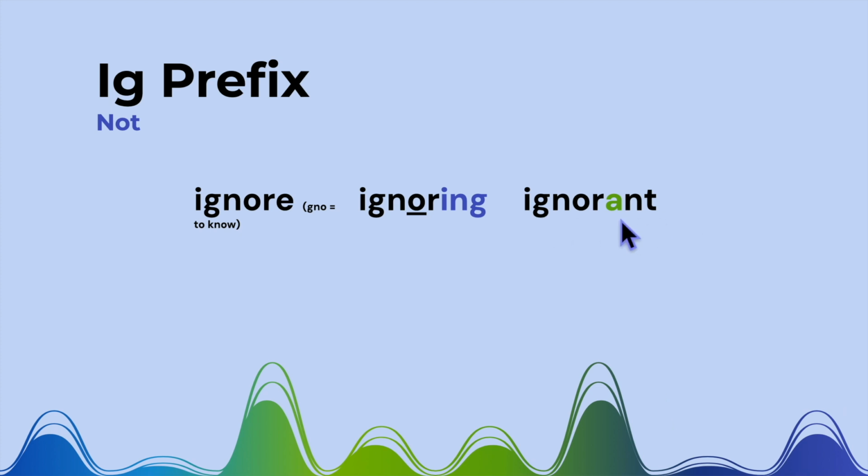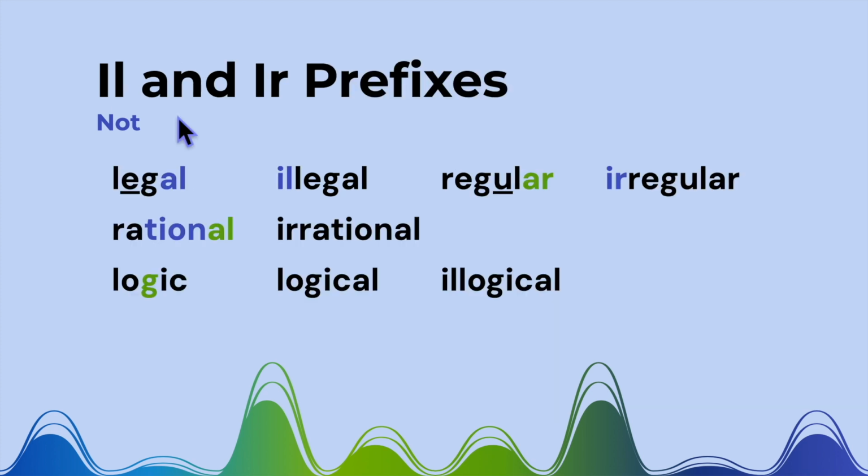This A usually will sound more like a short U or a short I. So you don't really hear people say ignorant. You'll hear ignorant with a short I or ignorant with a short U. IL and IR are also prefixes that mean not. So here we have the root legal with a long E and the ul sound. So something that is illegal is not legal.